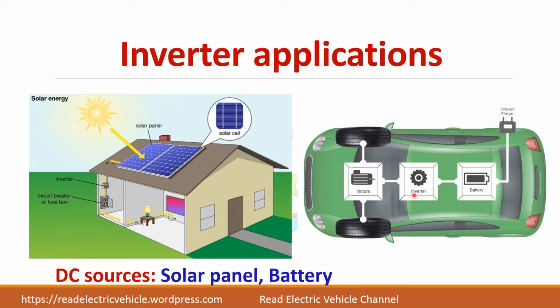Similarly, if you take an electric vehicle, we know that battery is the major source for the electric vehicle. So this battery power, which is DC, is converted into AC by using this inverter, and this AC will drive the AC motors used for the vehicle.